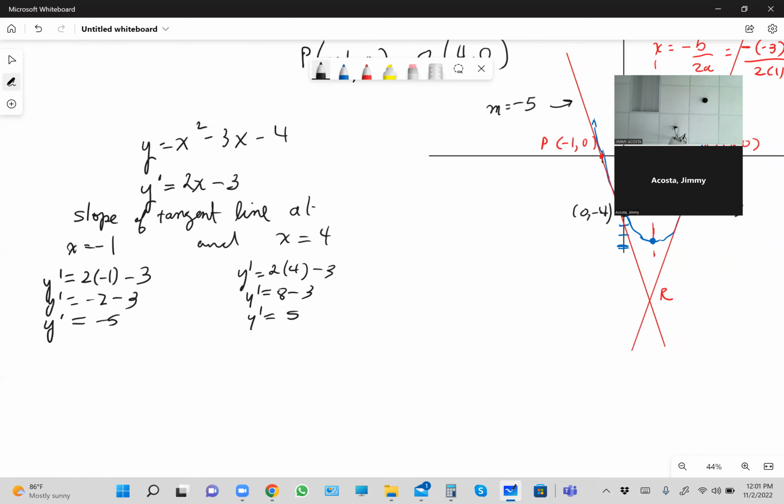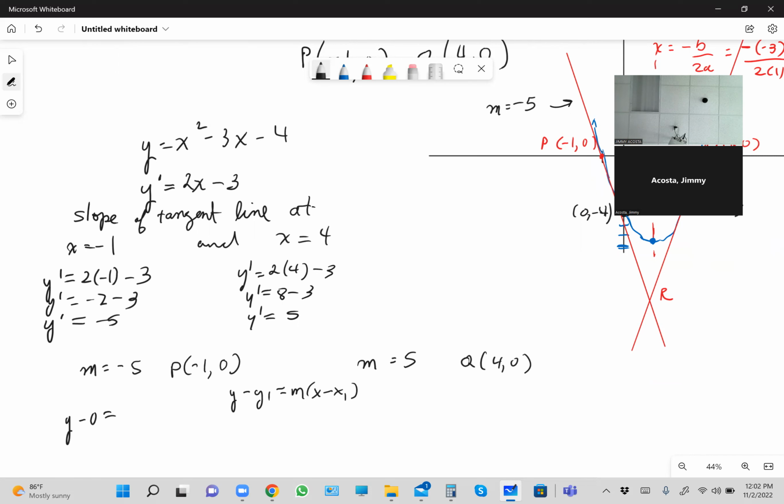Can you write an equation of the line? Yes. So now you have the following information. You have a slope of -5 with a point of -1 comma 0, and you have a slope of +5 and a point of 4 comma 0. And y minus y1 equals m times x minus x1 is what you should be using. What is that form called? Point slope.